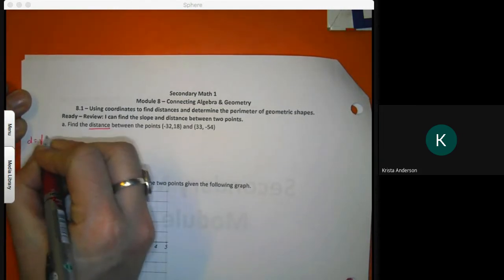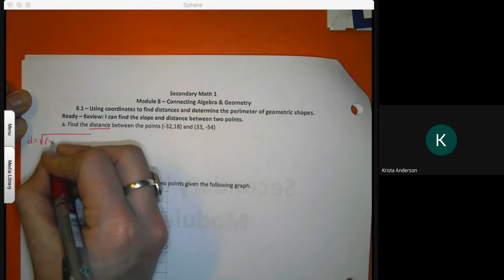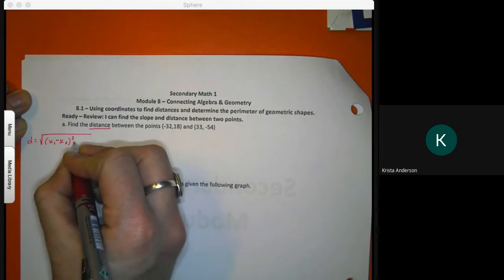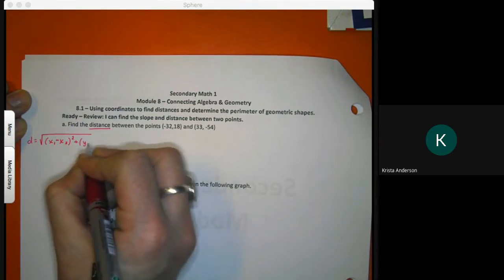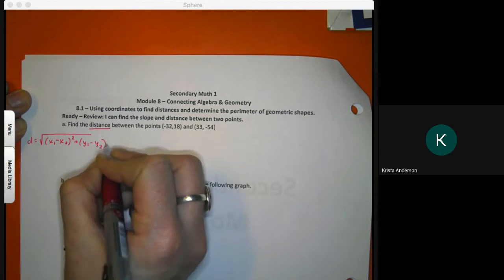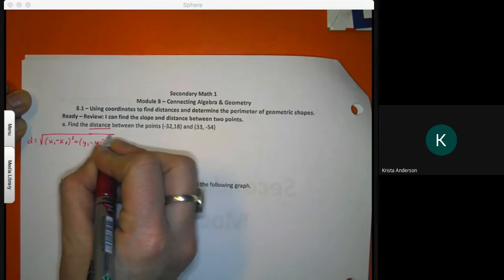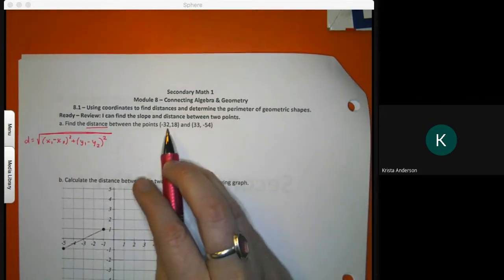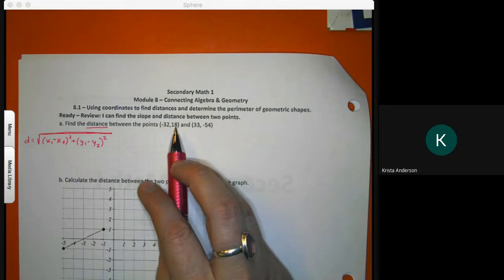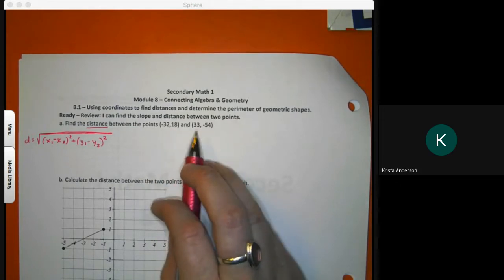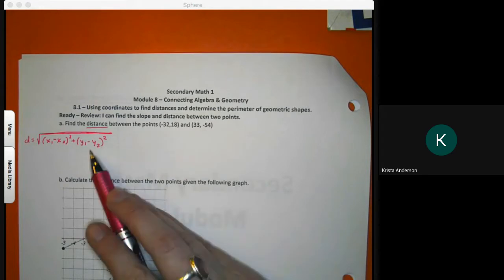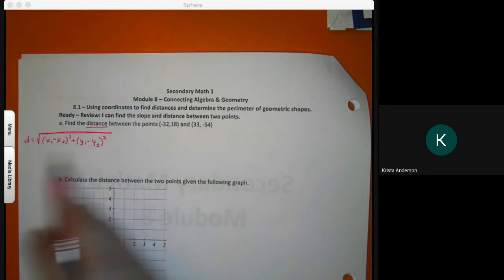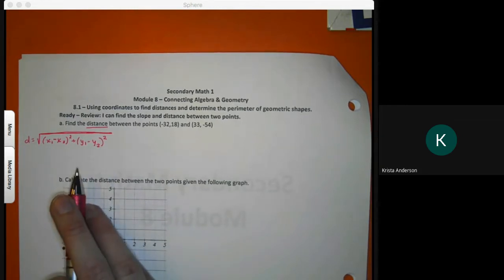The distance formula is x1 minus x2 squared plus y1 minus y2 squared. You would plug in your x and your y and your x and your y into the formula. Once you calculate that, it will give you the distance. You should plug it in on your calculator.